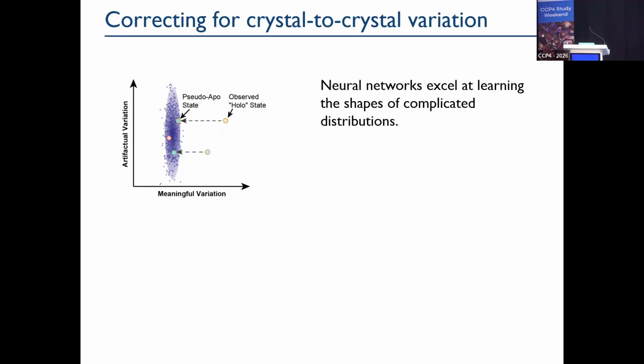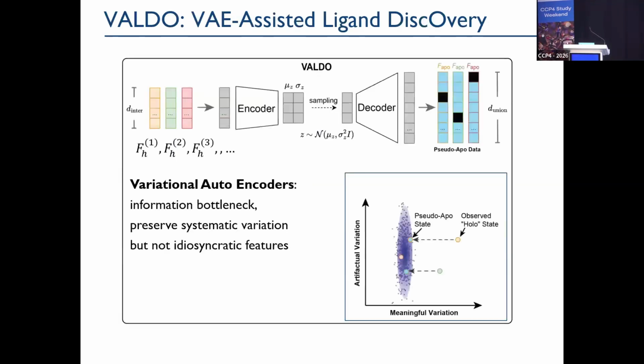Neural networks are exactly meant for approximating complicated distributions. And that's the approach we took. So the idea is to take our structure vector amplitudes of different data sets and pass them through a variational autoencoder. What they do is they introduce an information bottleneck, which forces the neural network to ignore a lot of idiosyncratic details and focus on the things that systematically vary across a lot of crystals.